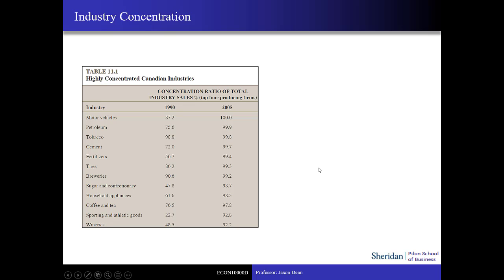In Canada, for example, we have a lot of highly concentrated industries. Here's a list here on the left, and you can see that in 1990, the 4-firm concentration ratio was quite high for many of these, with the exception of sugar and confectionery and wineries, and sporting and athletic goods was quite low. But many of these industries are very concentrated, and you can see that since the 1990s, they've actually become much more concentrated.